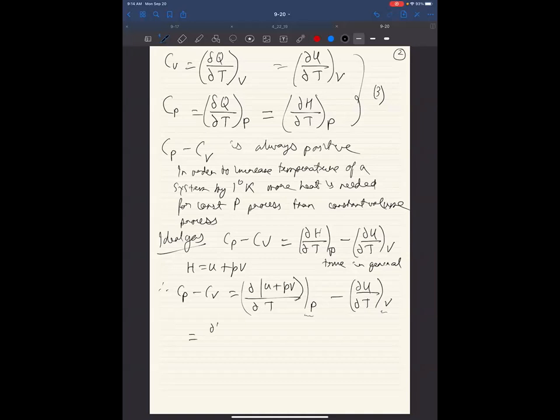This will become partial U by partial T at constant pressure, the first term. The second term will be partial of pressure multiplied by volume by partial T at constant pressure. The third term will be minus partial U by partial T at constant volume. And again, this is why it's important to specify what is being held constant. If you're not careful, you would just cancel these two. Clearly, that's not true. These are two different partial derivatives. So we cannot do that. We have to be careful.